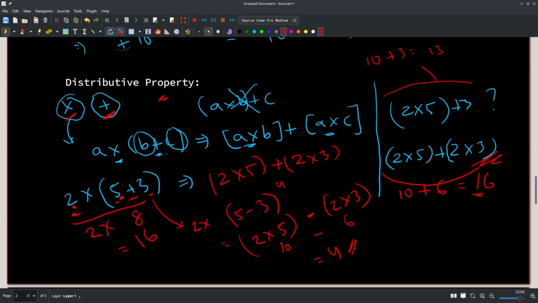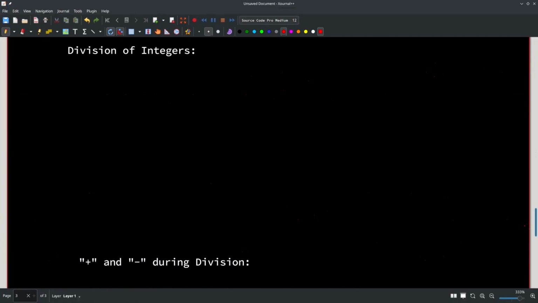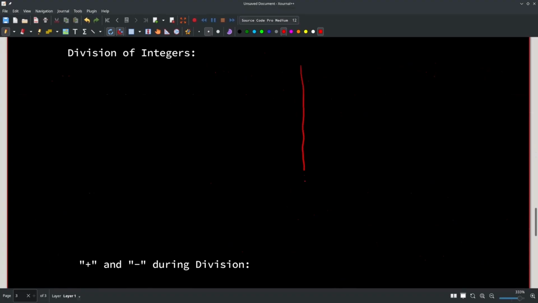So let's check the other topics. I think there are 2 more. Yeah, there are 2 more topics, and that is the end of the session. So let's check division of integers over here. Division of integers, you have to know it is kind of having the same rules.